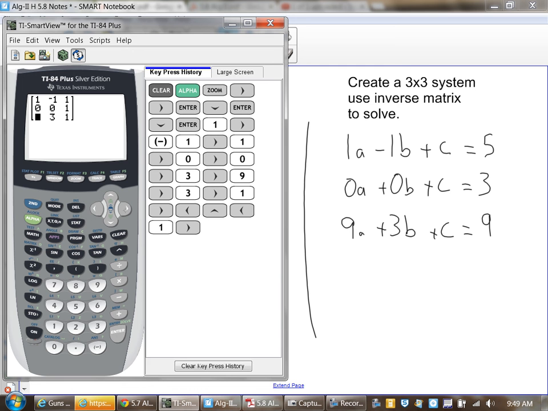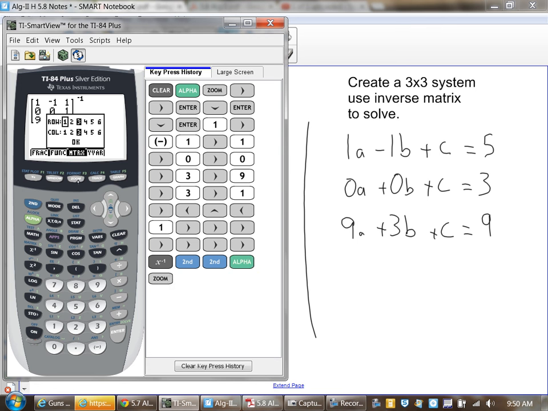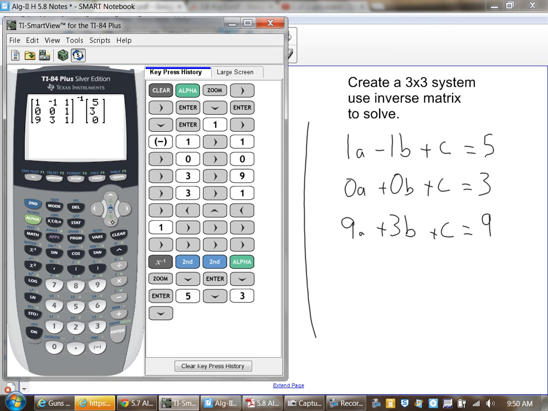All right. Now, do you guys remember the rule for when you're multiplying to find the solutions with inverse matrices? What's the next button you press? Inverse. Excellent. Now, what am I multiplying that to? Now I need to make a 3 by 1. And what are my answers I got to put through? 5, 3, 9. And now what do you press?